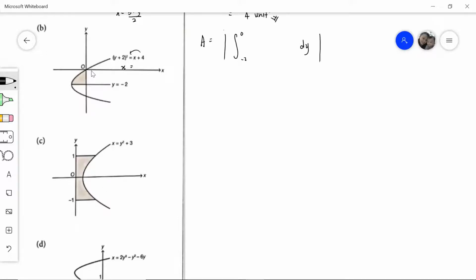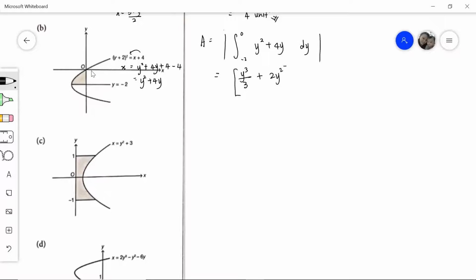So this one bring over, you get minus 4. So y plus 2 squared minus 4. Let's expand this part. We will have y squared plus 2 times y times 2. We have 4y, and then plus 4, then minus 4. And therefore, we have y squared plus 4y. So let's put this one in our integration. So y squared plus 4y.